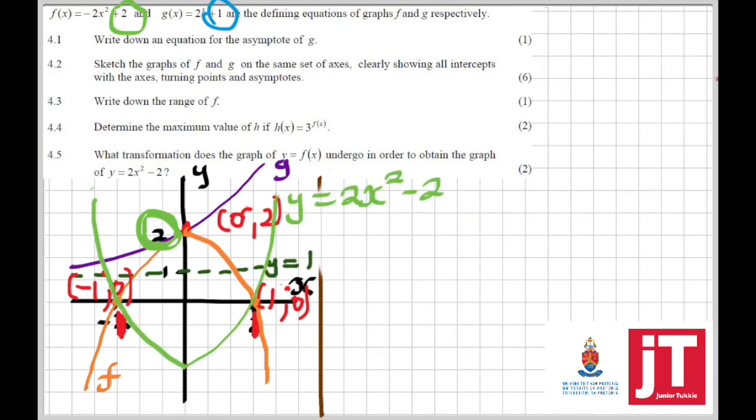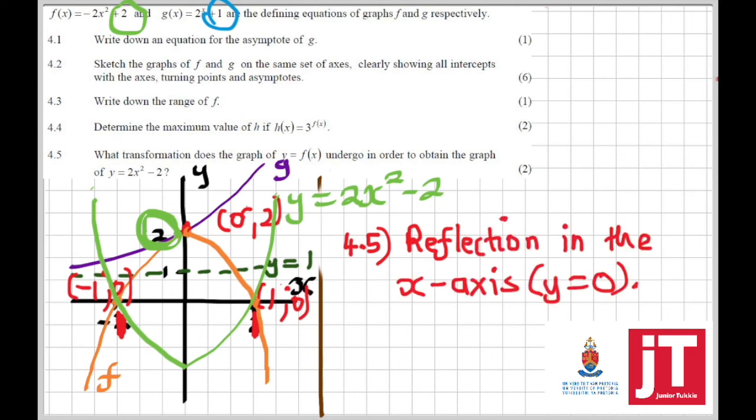So it's a reflection of the orange graph, your f of x, about the x-axis. How do I know that it's a reflection? Because all the terms within that original function have had their signs changed. That means you have multiplied f of x by a negative. And therefore, the conclusion is that the transformation is a reflection in the x-axis, or the line y is equal to 0.